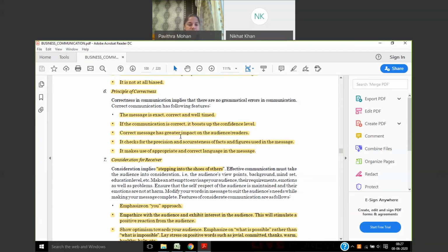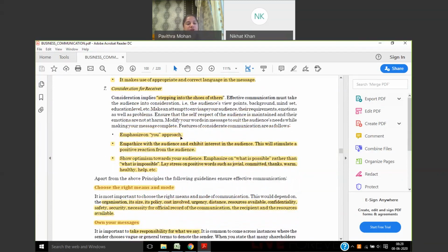Okay. Consideration for receiver. So the next step is stepping into the shoes of others. Kindly, we have to ensure that it is not an I approach. What is I approach and you approach? Okay, in I approach, what happens is I know this information. I have drafted this mail. Okay, the mail what I have drafted is understood by me in a right way. Okay, whatever I wanted to express is being expressed in this mail.